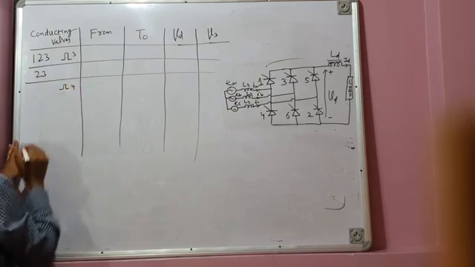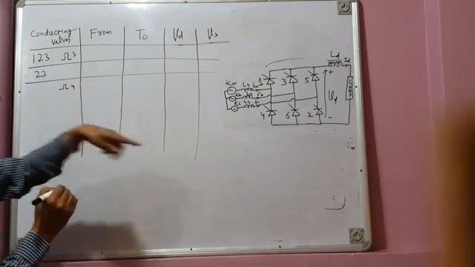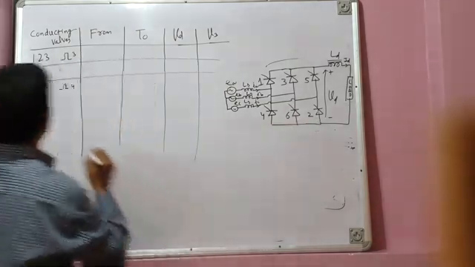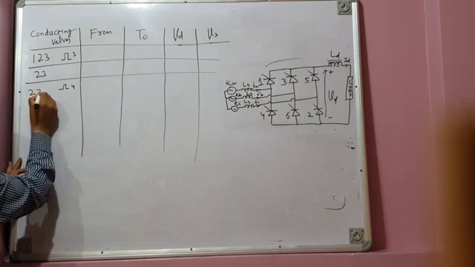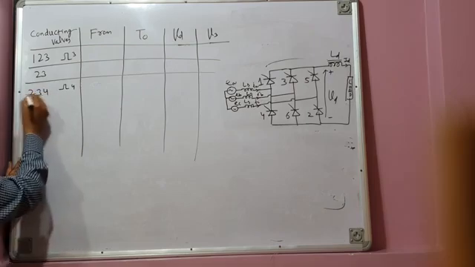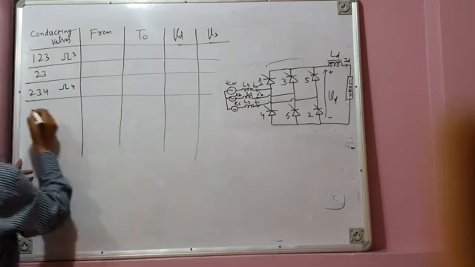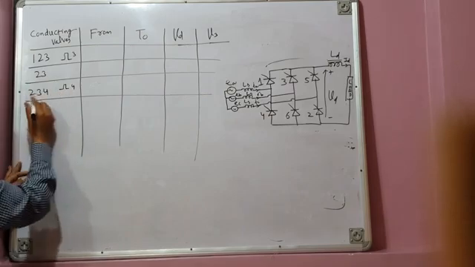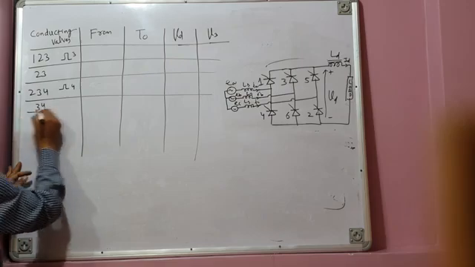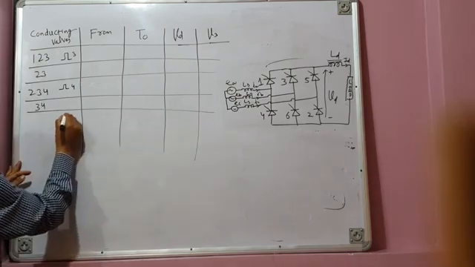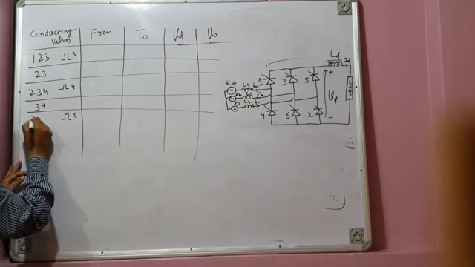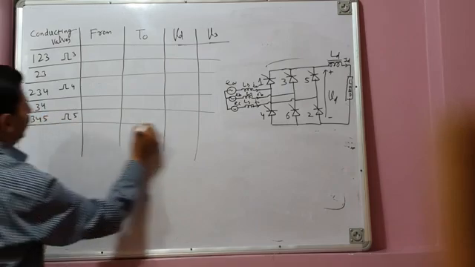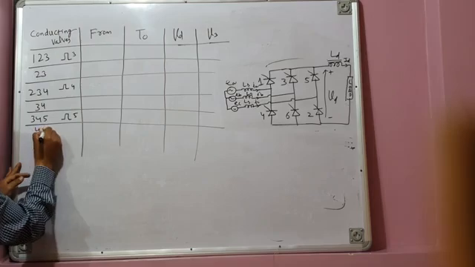Then firing pulse is issued to valve 4. So commutation between 2 and 4 will take place. So 2, 3, 4 will again give 3 valve conduction. Once the commutation is over, 2 is out, 4 is completely in: 3, 4. Then firing pulse is issued to valve 5. So 3, 4, 5 during commutation, and then 4, 5.